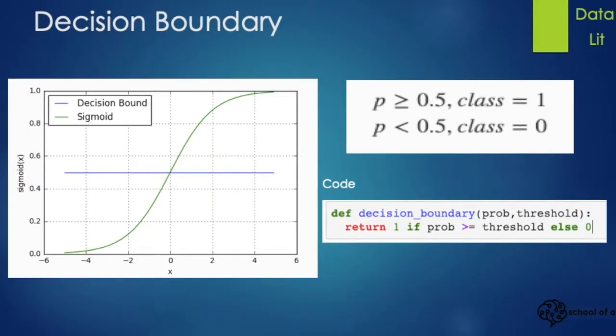Next, we are going to see something about the decision boundary. The decision boundary is simple. We propose a threshold value, and we say that if the probability is over it, it's true, and if it is below it, it's false. That's what we have here. So the code can be very simple: return 1 if the probability is greater than or equal to the threshold value, else return 0.